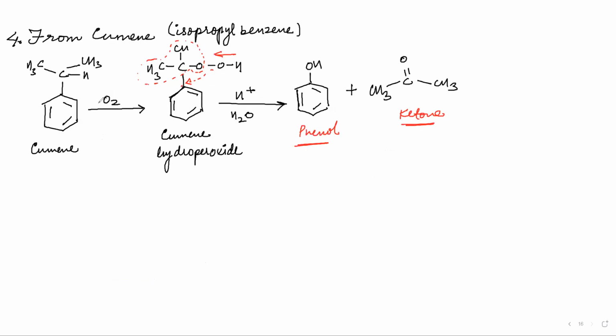Now let us see this. What is good about this one, from cumene? This is easily available. Now what does H plus and H2O mean? It means slightly dilute acid. Okay, and hence this method from cumene is the industrial method.